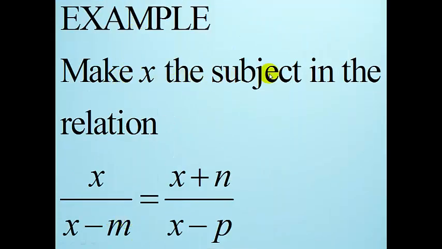Example: make x the subject in the relation x over x minus m equals x plus n over x minus p. So we are making x the subject, and we can see that we have an x term here, an x term here, an x term here, and now we also have an x term here. Now what we have to do is to cross multiply. That is, we multiply x by x minus p, and we also multiply x minus m by x plus n. Now let's proceed.